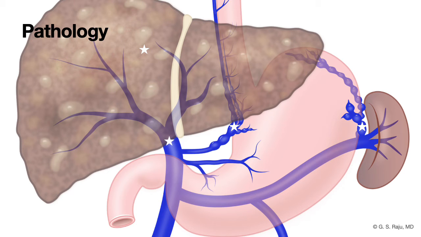As portal hypertension develops, the pressure in the splenic vein increases. As the pressure in the splenic vein increases, the spleen becomes larger, or splenomegaly.